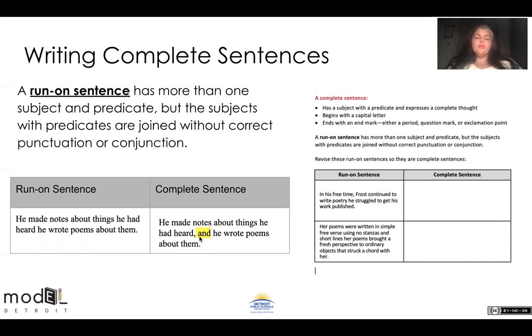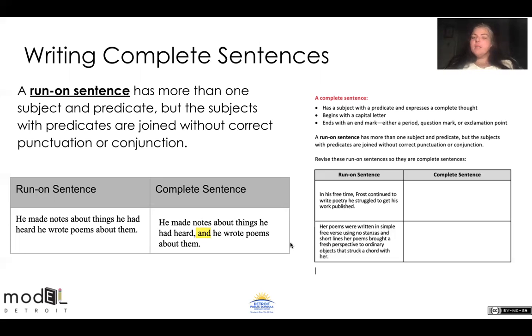Now, I know I couldn't use the word but, it doesn't make sense. He made notes about things he had heard, but he wrote poems about them. That doesn't make sense. And neither does or. He made notes about things he had heard, or he wrote poems about them. No, he did both. And so I chose the conjunction and.